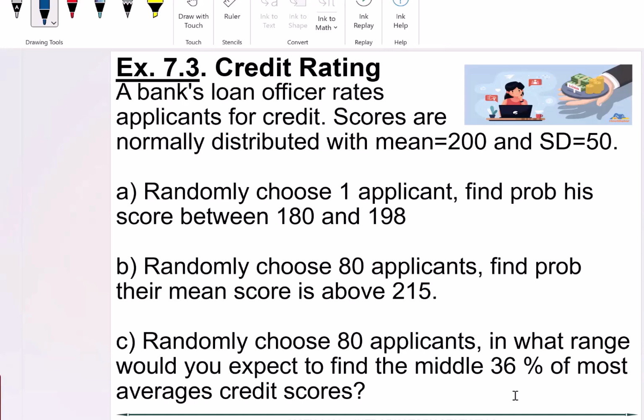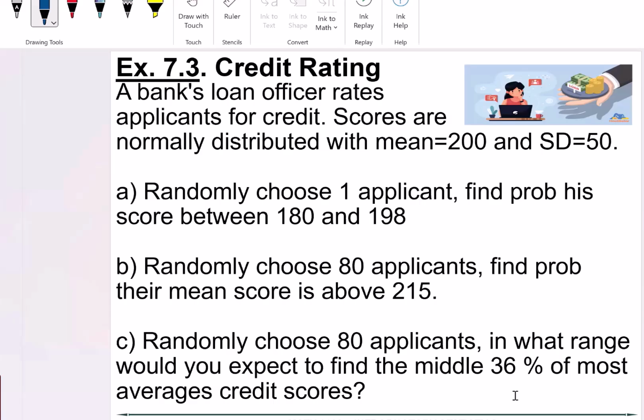So it tells us the score is normally distributed with mean 200 and standard deviation 50. Randomly choose one applicant, find the probability his score is between 180 and 198. So first things first, let's look at part A.